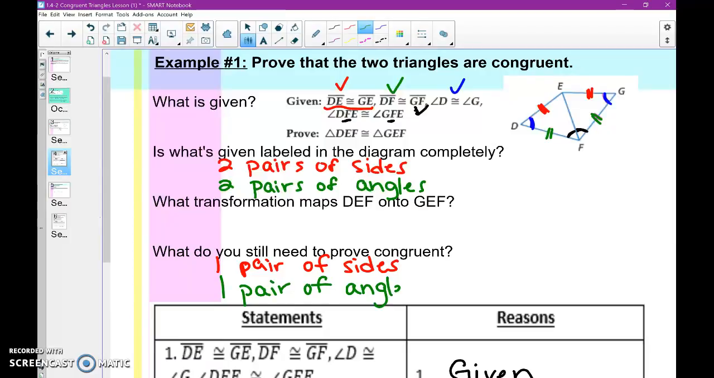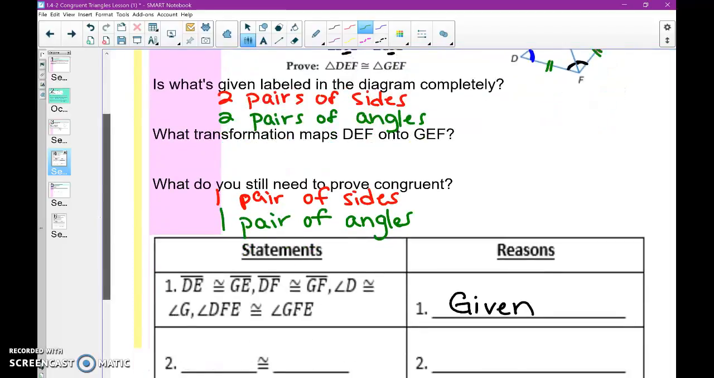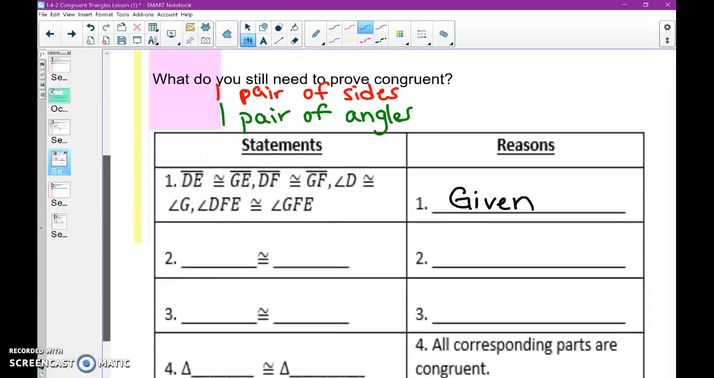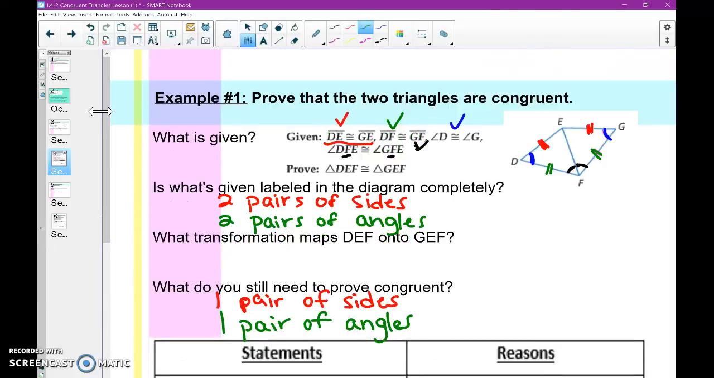Now, if we can't figure out another pair of sides or another pair of angles, it means the triangles aren't congruent. There's not enough information. Again, we can't just look at the picture and say, well, it looks like they're the same. You got to have some information to back it up. So let's take a look at the sides. If we go back up to our picture, we've got DE and DF. What's the only side in that triangle, that number 1 triangle on the left, that has not been named? Well, EF right here in the middle.